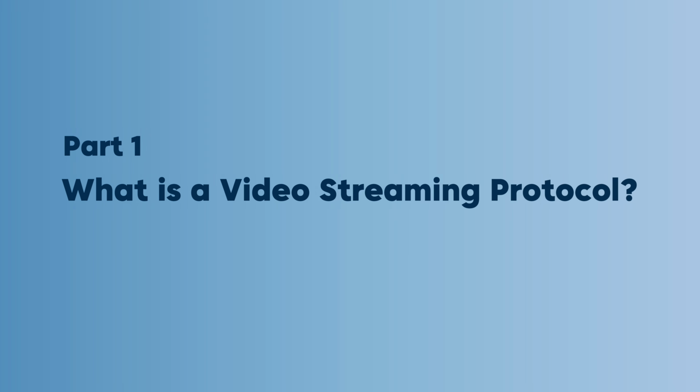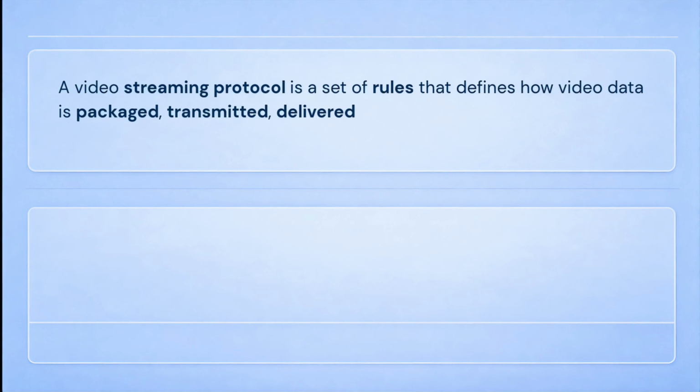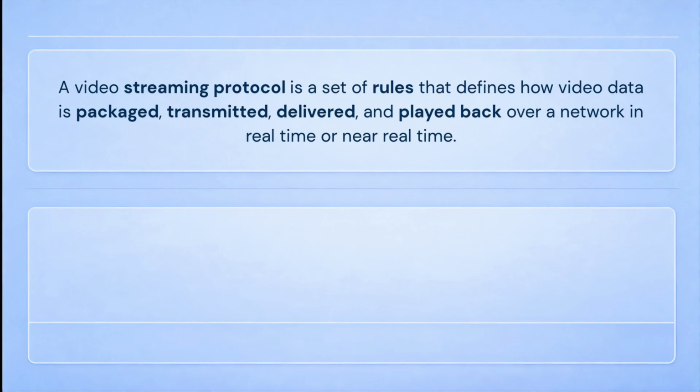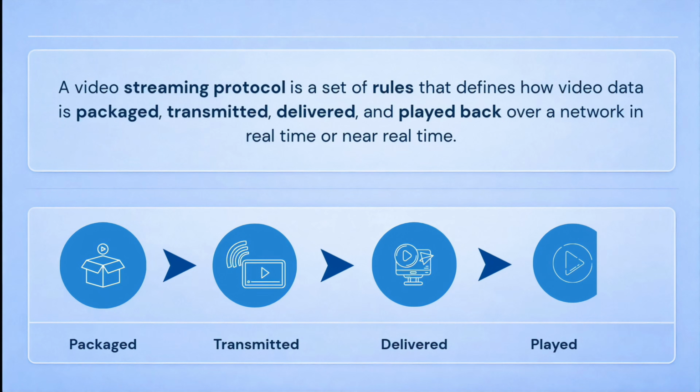What is a video streaming protocol? By definition, a video streaming protocol is a set of rules that defines how your video data is packaged, transmitted, delivered, and played back over a network, which is usually the internet.